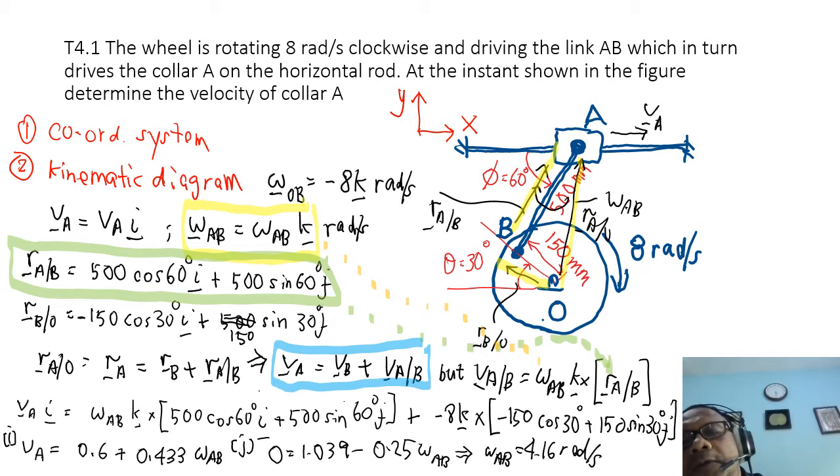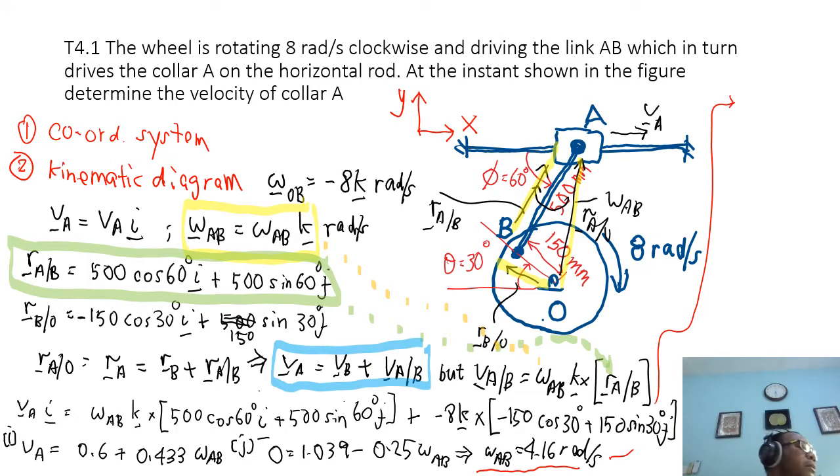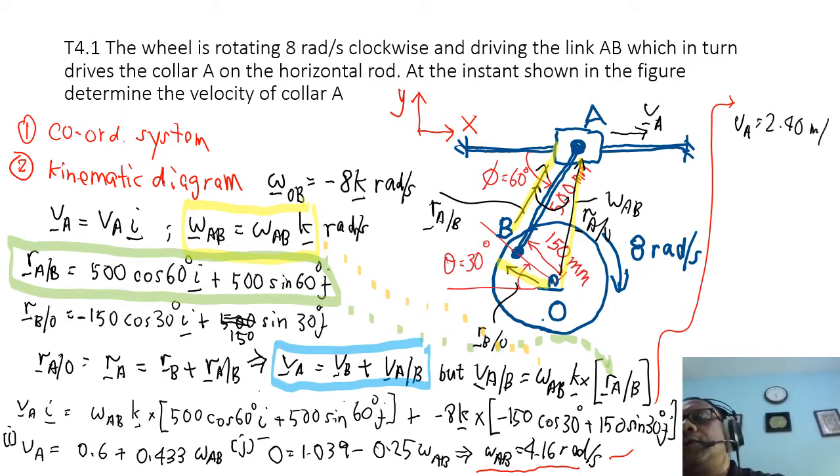That's the answer that you want. And from there, I'm moving here. And then you get VA equals to 2.40 meters per second. Okay, so I hope you can follow the way it's being done. Okay, right, let's move to the next tutorial.